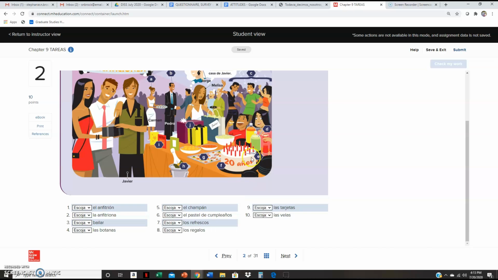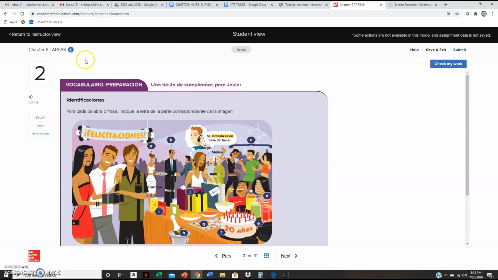Okay, so we'll see what this is, right? We have H. So we'll go through and think, well, is it bailar, botanas, regalos, tarjetas, velas? Oh, well, I think maybe it is this one, right? So you'll put the H where it corresponds to. So hopefully that kind of helps you a little bit more.